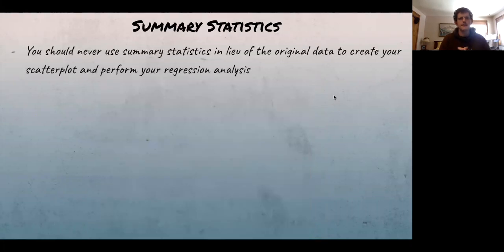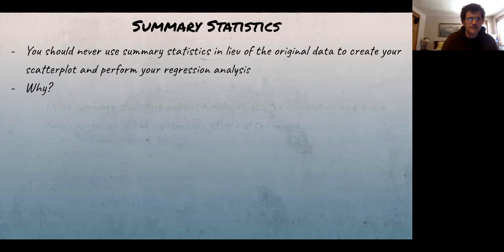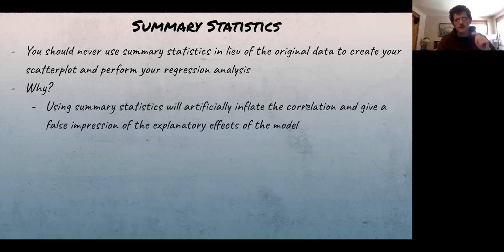Okay, now the last thing mentioned in the chapter, I think I'm right this time, is the idea of using summary statistics in lieu of the original data, and you use those summary statistics to create a scatter plot. So this is not good practice. And why is that? I'm going to talk about it here, and then we'll visually see it in a second. Using summary statistics is going to artificially inflate the correlation and give a false impression of the explanatory effects of the model.